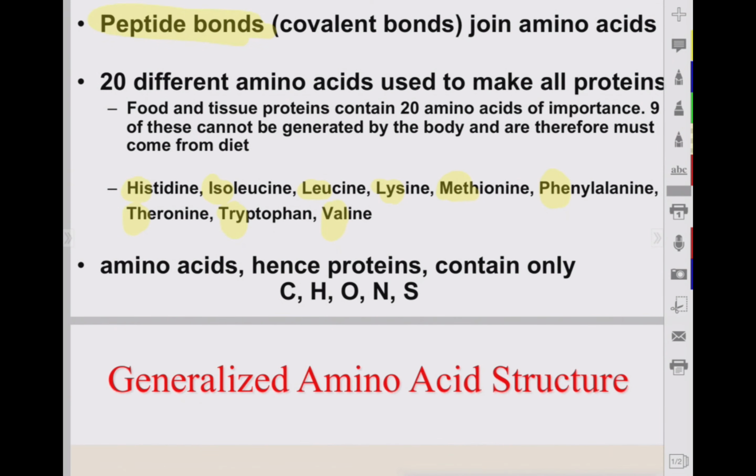When you remember the main elements in amino acids, just remember this: CHONS. Worked for me, will work for you, because that comes up all the time. What are the main elements that formulate amino acids? Carbon, hydrogen, oxygen, nitrogen, and sulfur.